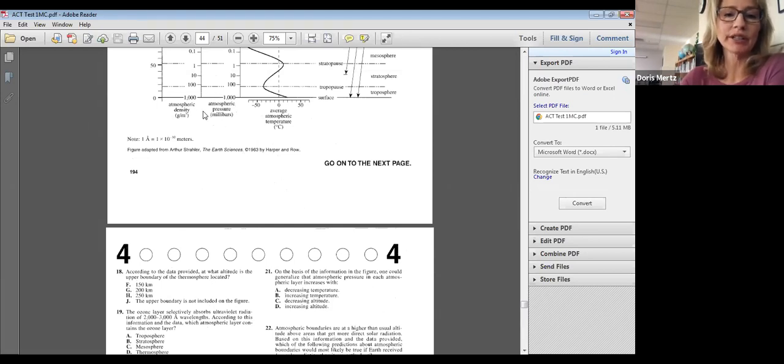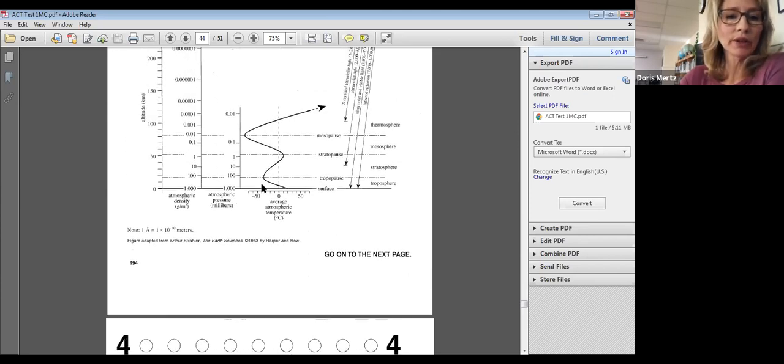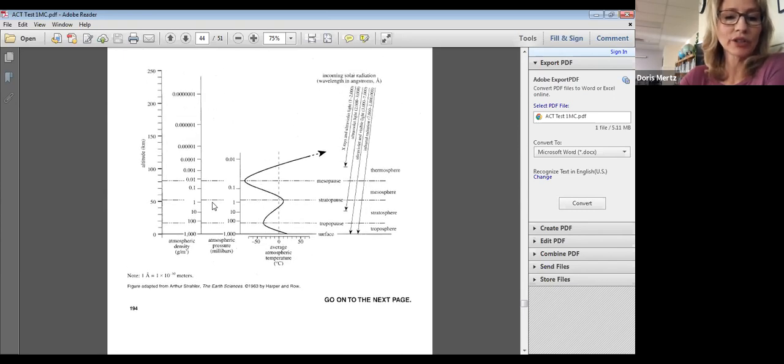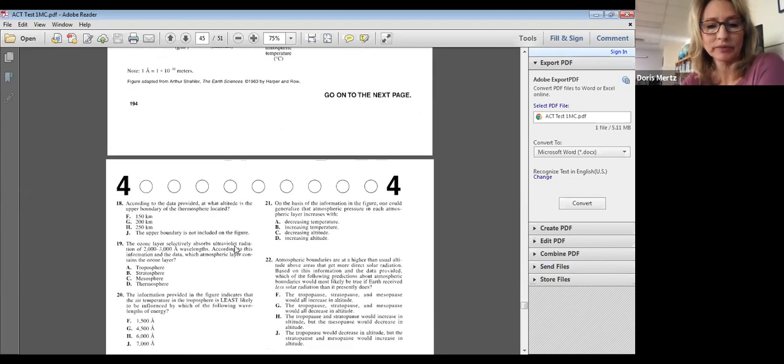On the basis of the information in the figure, one could generalize the atmospheric pressure. So we're looking here this time. Atmospheric pressure in each atmospheric layer increases with what? C, with decreasing altitude. Because normally things go up as you go up a scale, but this one is going down. So as the altitude is going down, the atmospheric pressure is going up. So yes, all right.